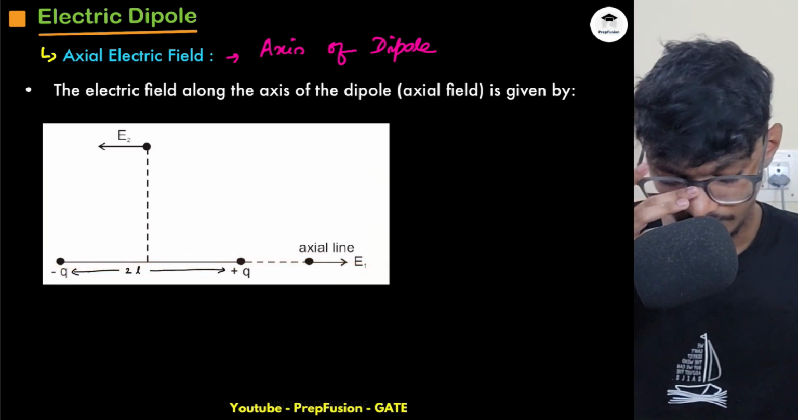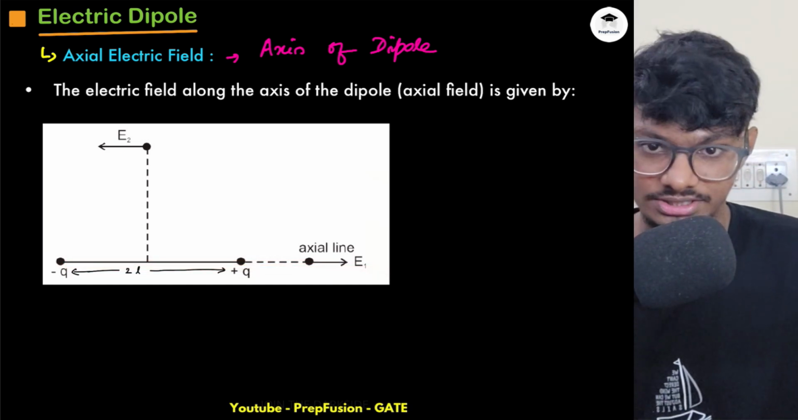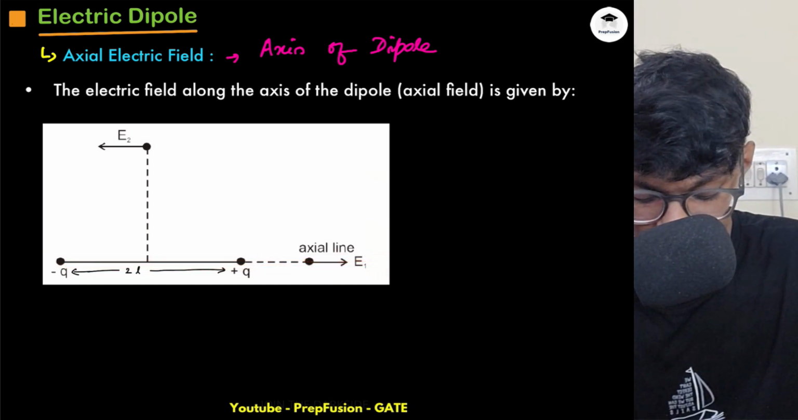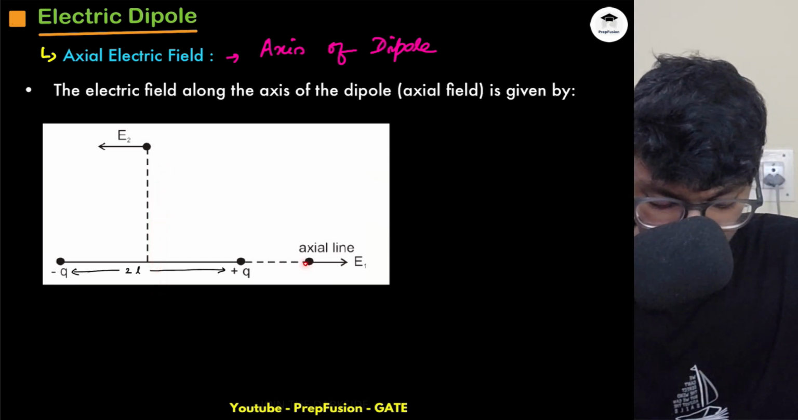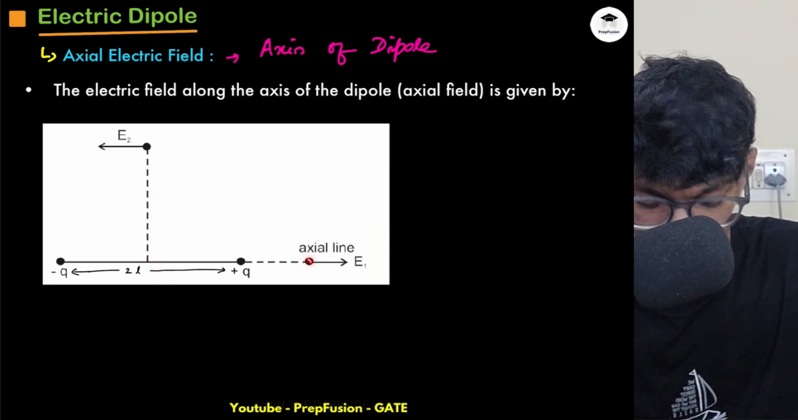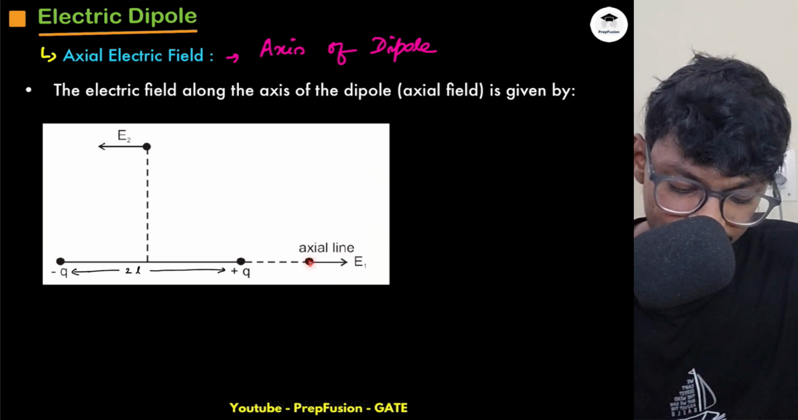Along this direction, what will be the electric field? Because there will be some electric field in two directions this time: this direction and obviously the perpendicular direction. We'll understand that. First of all, let's find out the electric field here at this point. We'll derive all the expressions, don't worry.